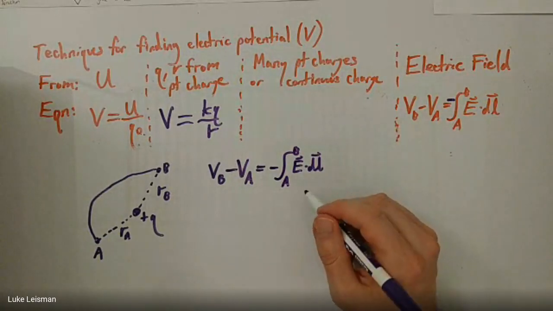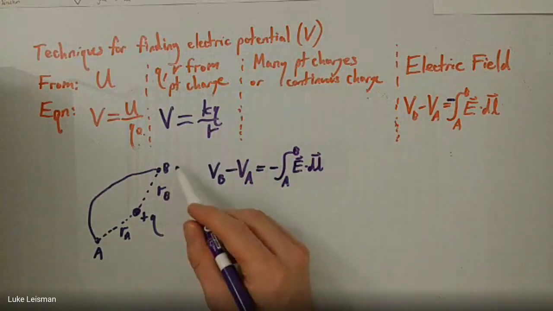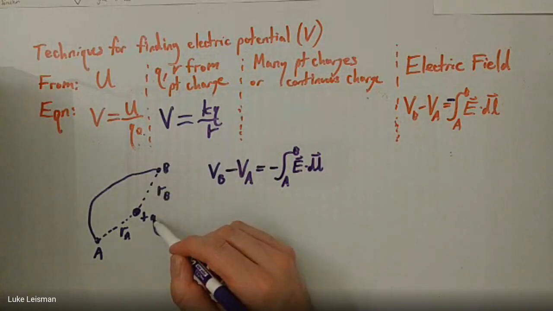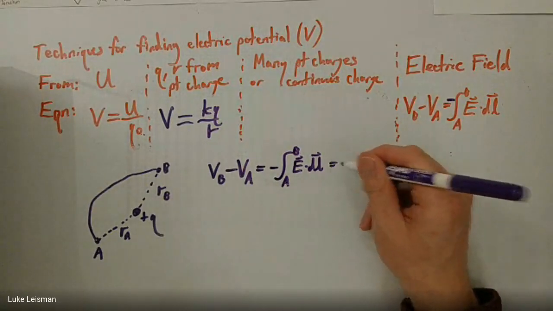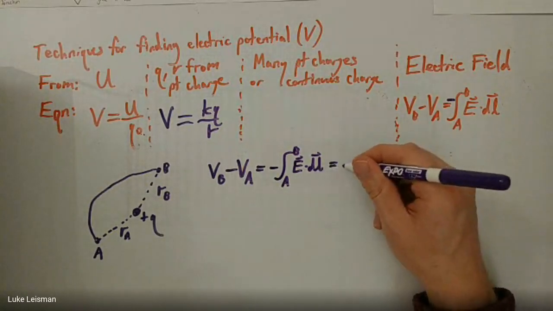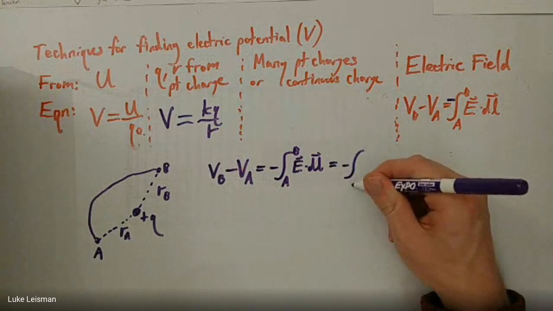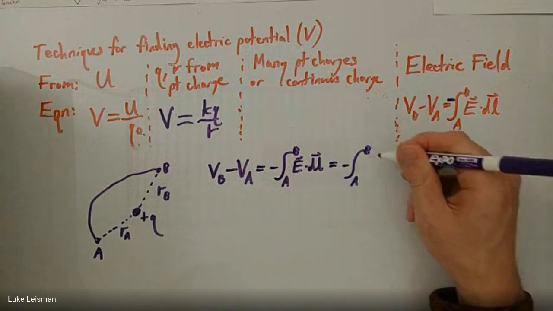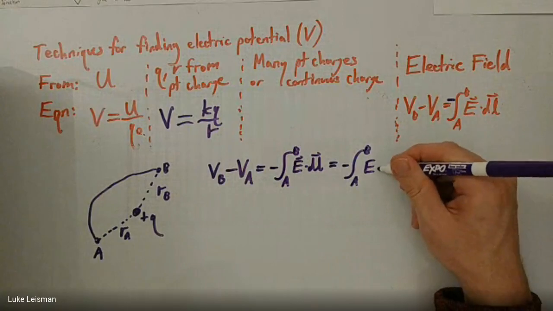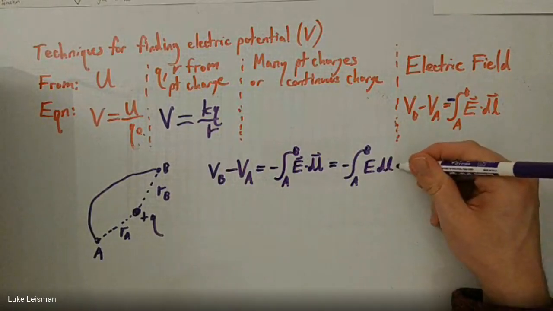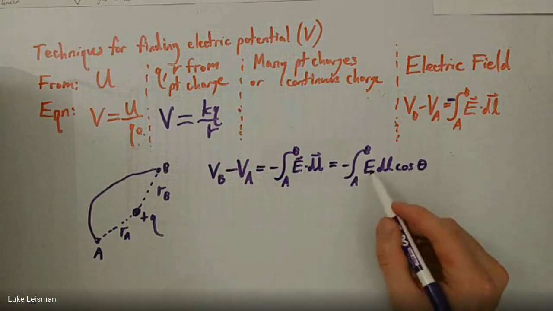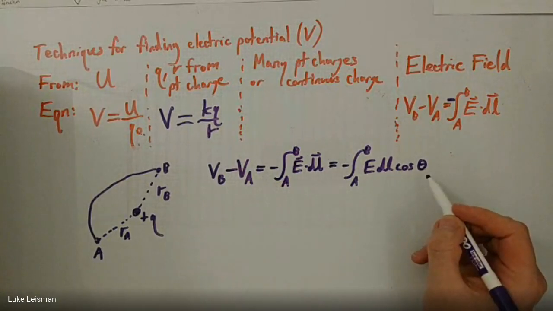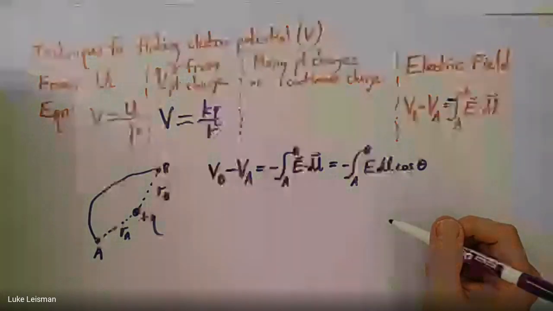Now, to make any progress, to actually calculate this in terms of r and Q, the values that we were given in the problem, we need to deal with this dot product. Dealing with dot products just means taking the magnitude of E times the magnitude of dl times the cosine of the angle between them. And now we need to write these things in terms of the variables that we know.